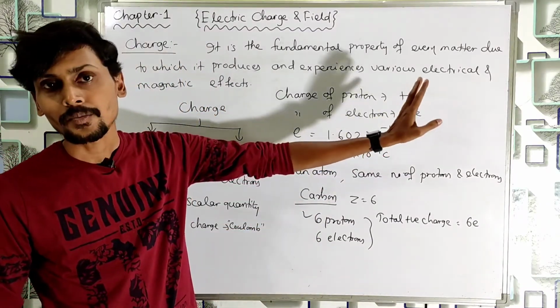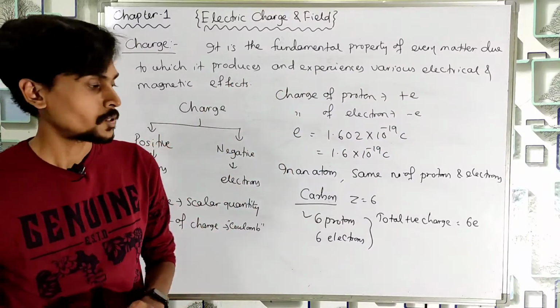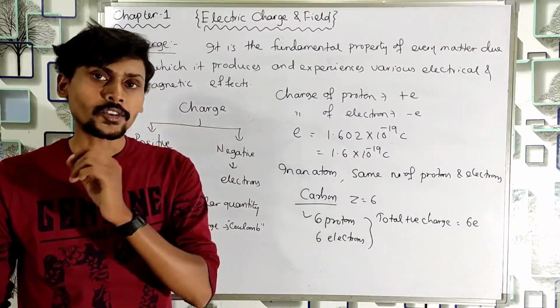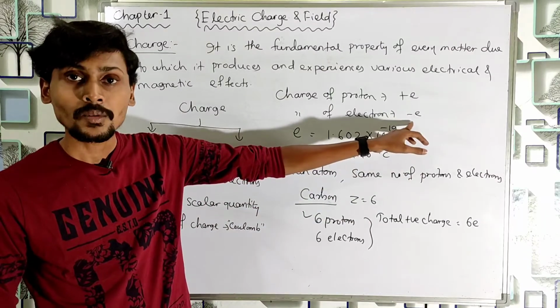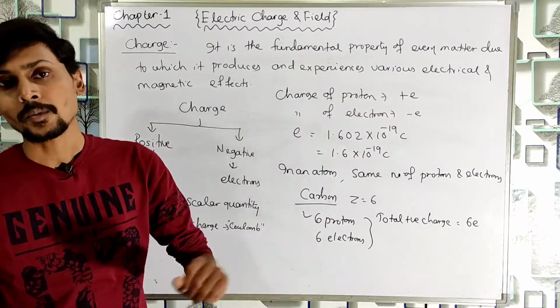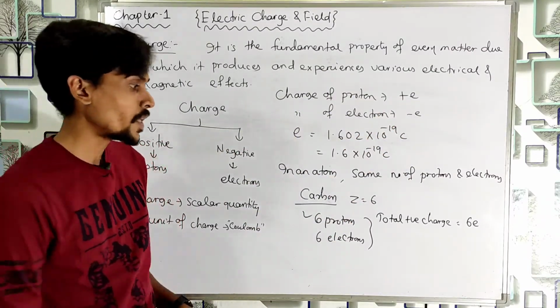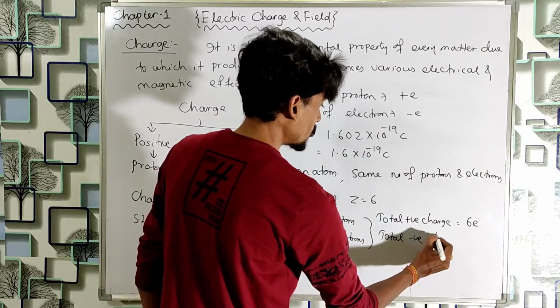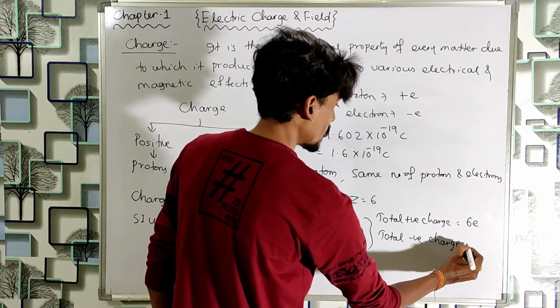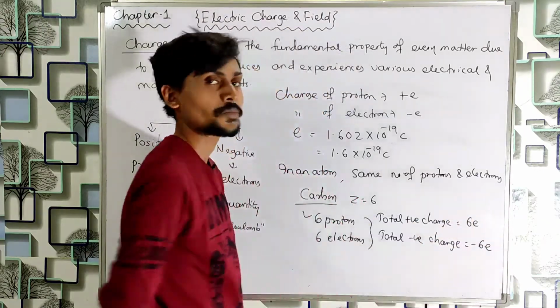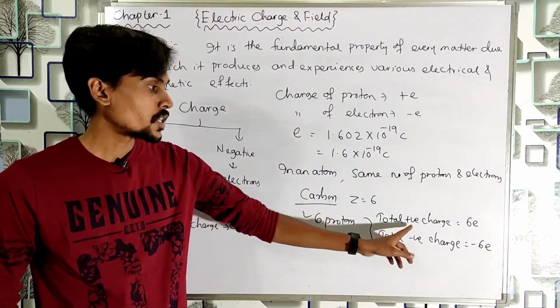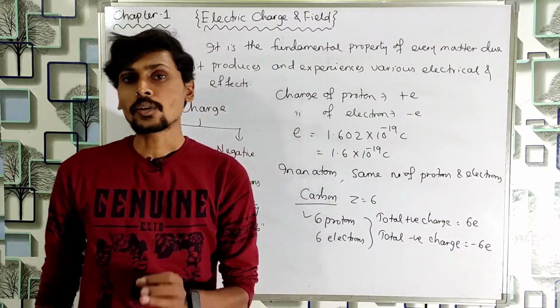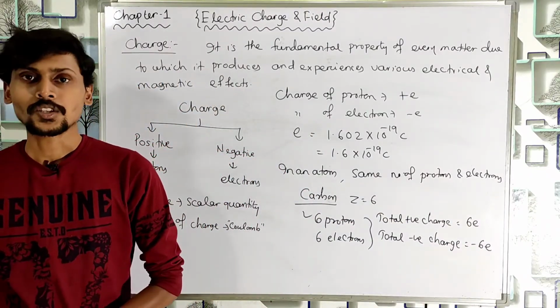There are 6 electrons, and each electron carries a charge of minus E. Electrons carry negative charge. So a single electron carries a charge of minus E, and we have 6 electrons in a carbon atom. So the total negative charge will be minus 6E. The total positive charge is plus 6E and the total negative charge is minus 6E.